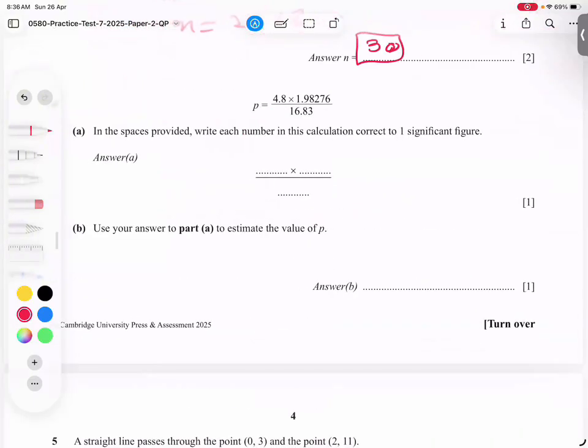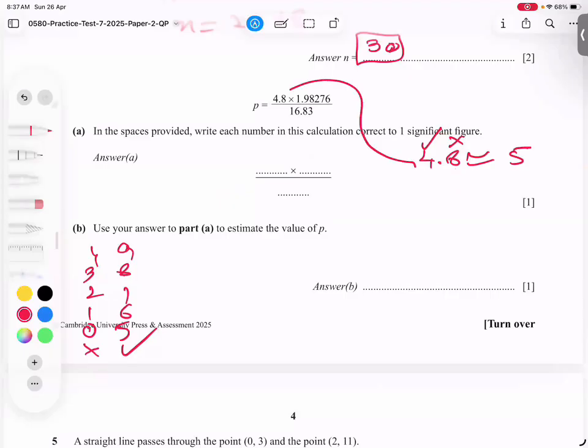He said, write each number to 1 SF. 1 SF. So let me write 1 by 1: 4.8. How to write 1 SF? I need 4, I don't need the rest. The basic criteria I'm writing below: if we have 0, 1, 2, 3, 4, we never add. And 5, 6, 7, 8, and 9, we always add 1. Check it, is this bigger than 4? Yes. Then we must add a 1 here. And I'm getting 5. What about the second number?